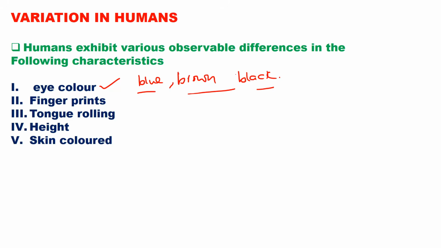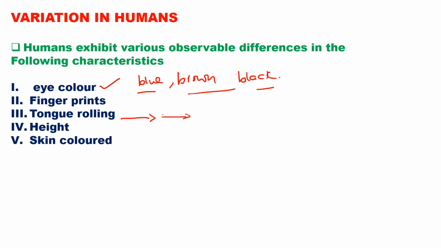Then, of course, when you talk of tongue rolling, others are able to roll the tongue, others are unable to roll the tongue. It can be from the same family. Try this one where you look at tongue rolling. Others are just unable to roll the tongue, others are able to do that effortlessly. So this is also one of the variations that is observed in humans.